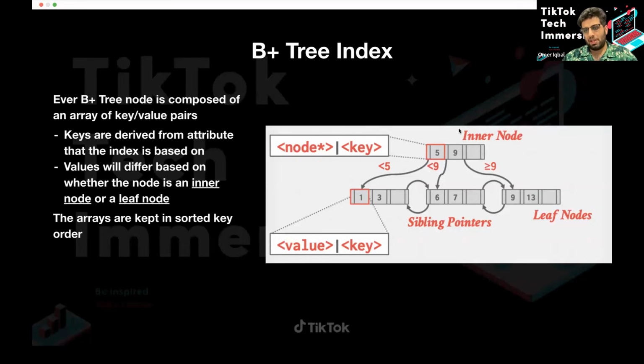If I want to do a lookup for, let's say, 7, I'd go to 5. I'd see it's greater than 5 and less than 9. I'll follow the middle pointer here, then go to this middle node, search through it, and I'll find 7. Okay, I hope that answers the question.